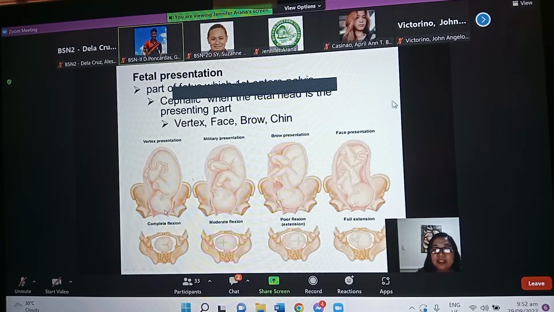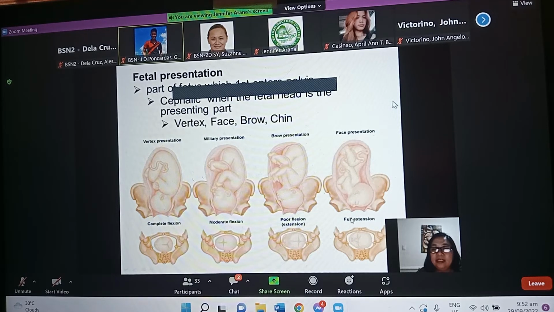We have the vertex presentation if the baby is in complete flexion. This is the ideal presentation because the first part of the fetal body to pass has the smallest diameter. The military presentation is when the child is in moderate flexion. If the child is in poor flexion or in extension, the presenting part would be the brow, or the presentation would be the brow presentation.